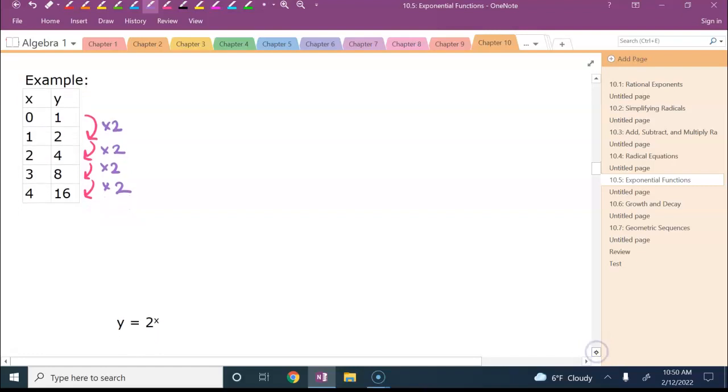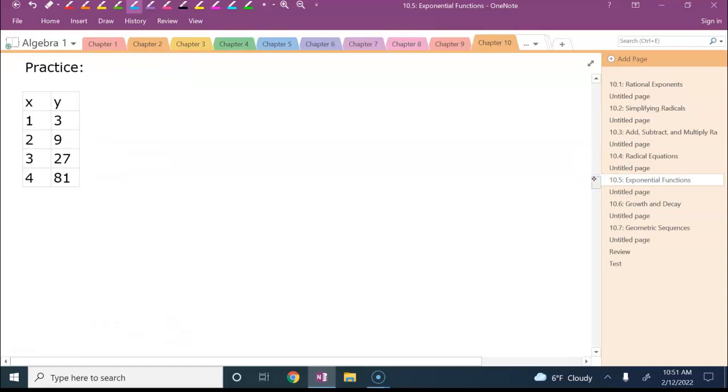So because that's showing me this, if I think about that 2 being like my base, 2 to the 0 power, 2 to the first power, 2 squared, 2 to the third, 2 to the fourth, is going to give me all of those numbers in my table. And so my exponential function would be y equals 2 to the x power. So see if you can find the pattern for this one and what exponential function this one would be representing.